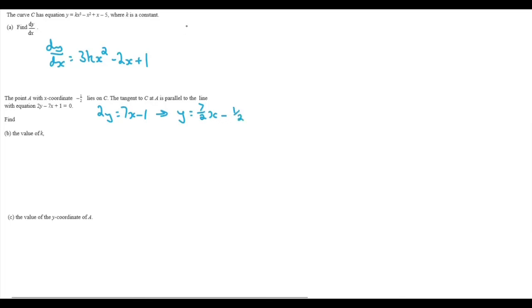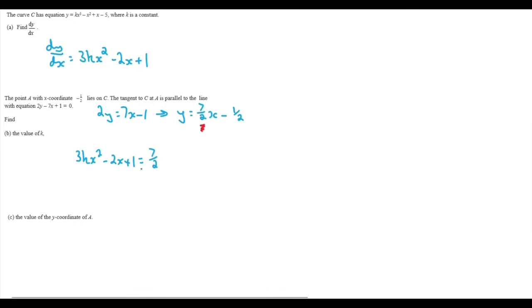Now, as I say, the gradient here, we're just going to read off as the m value, that being the 7 over 2. So, when we now compare the gradients here to say that they're parallel, all we're doing is making the 3kx squared minus 2x plus 1 just equal to that 7 over 2, not the whole thing, right? Just equal to the gradient.